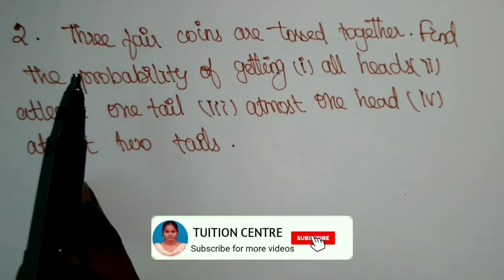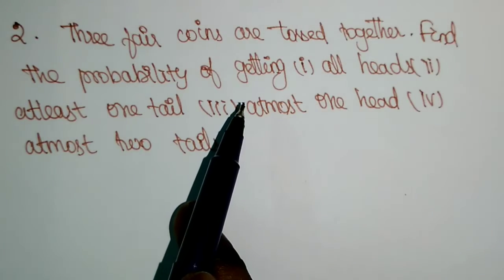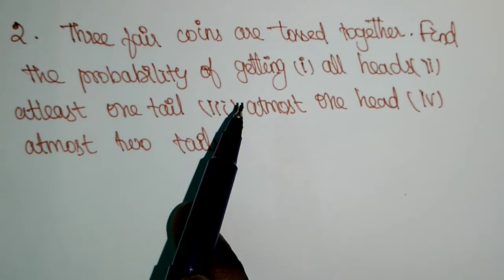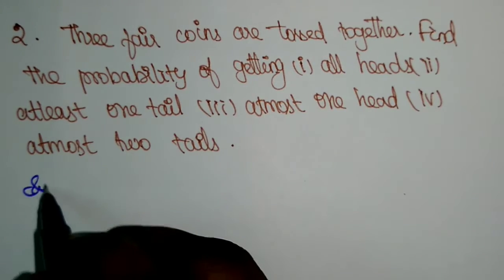Second problem. 3 fair coins are tossed together. Find the probability of getting first, all heads; second, at least one tail; third, at most one head; fourth, at most two tails. Okay, here the solution.